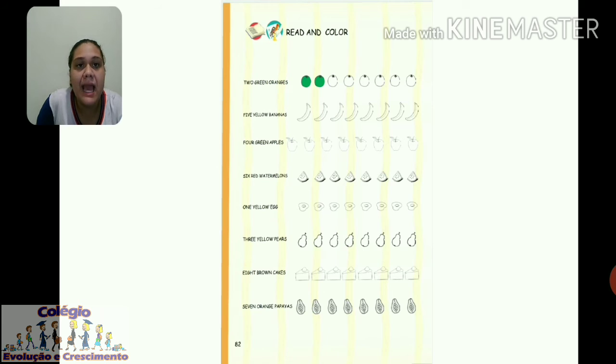One yellow egg. Three yellow pears, okay? Eight brown cakes. So, you need to color eight brown cakes. And seven orange papayas.